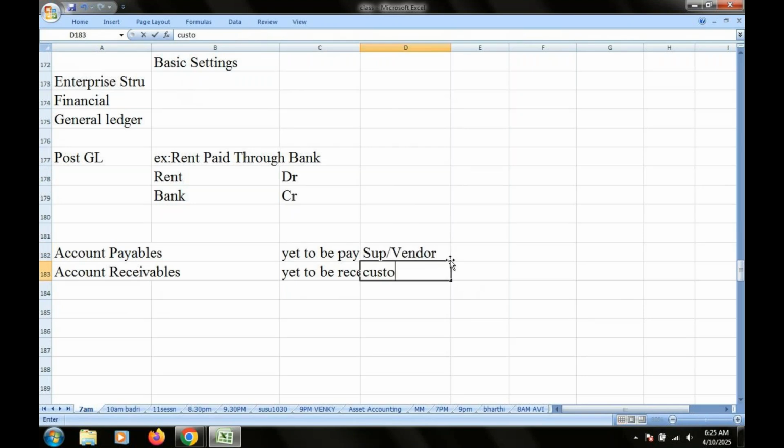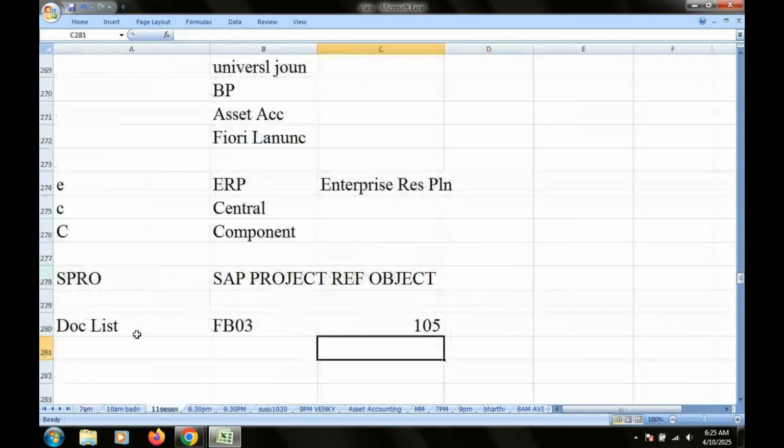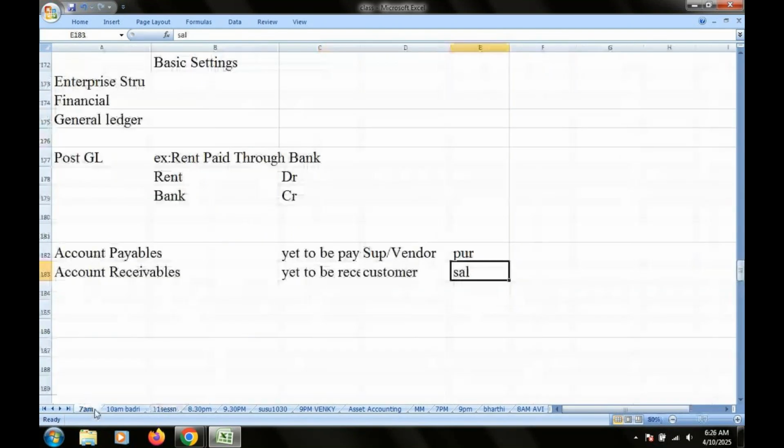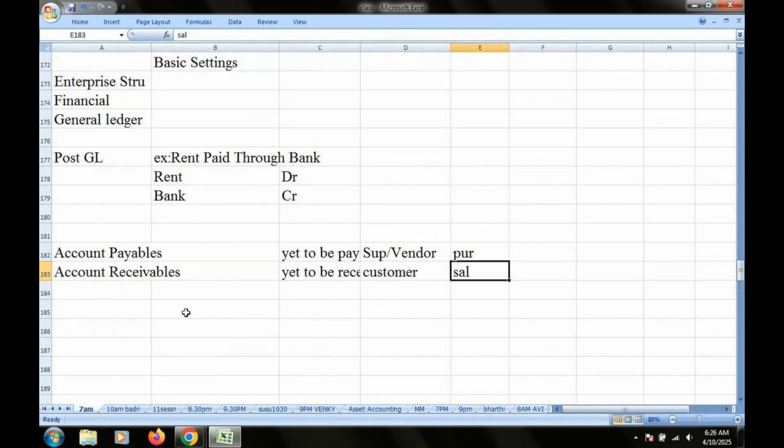Here account receivables is the customer part. Account payables deals with the purchase part, and account receivables deals with the sales part. Now we have different scenarios available in account payables and account receivables. Either supplier or vendor you can take, or customer you can take. We have different types of vendors and different types of customers available in the market. One is local, domestic level, foreign level.